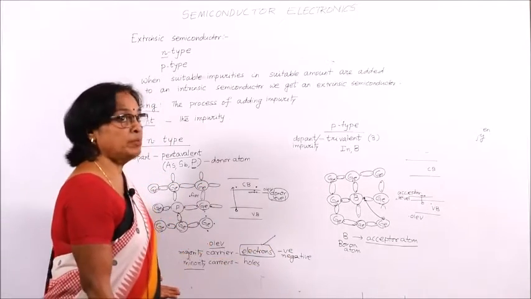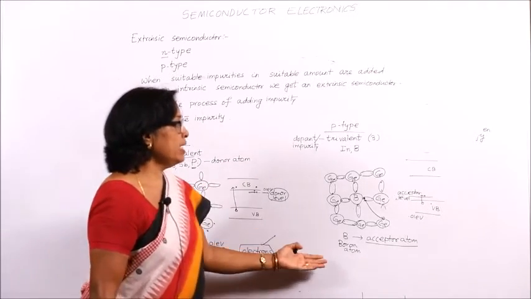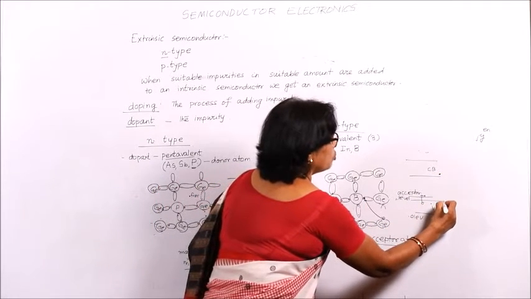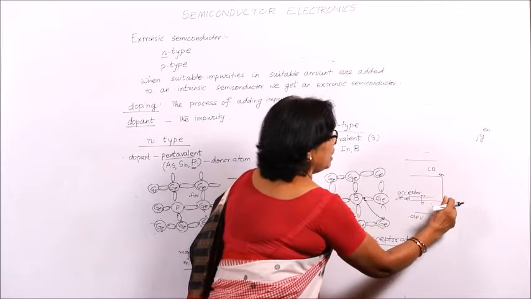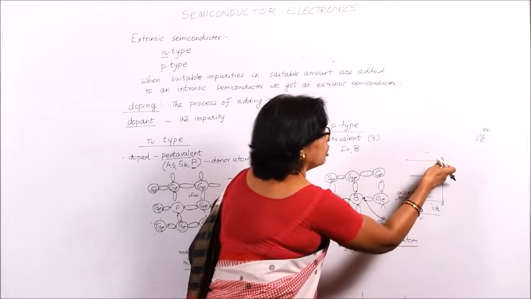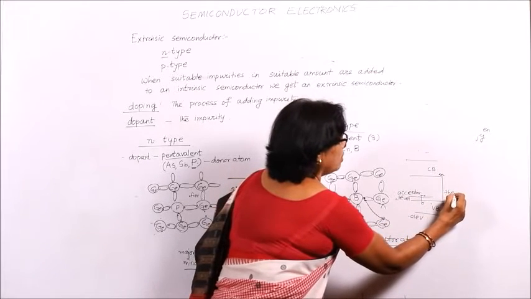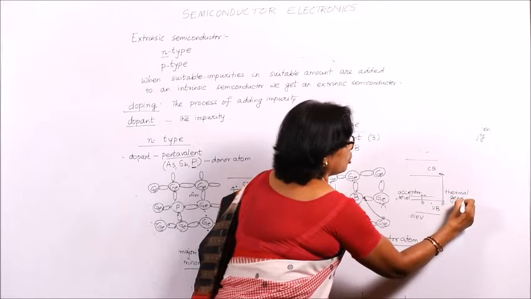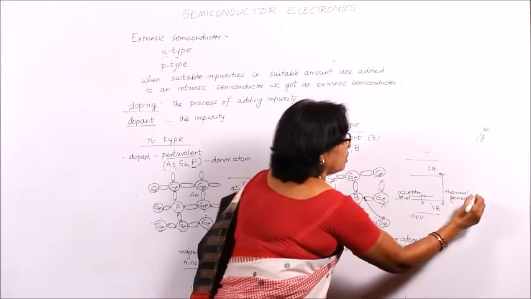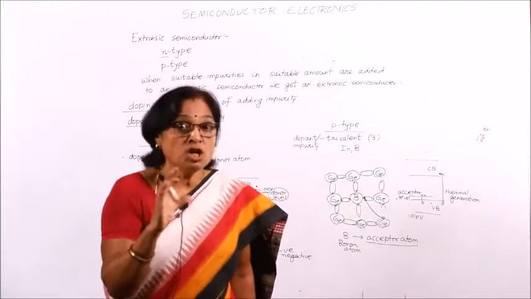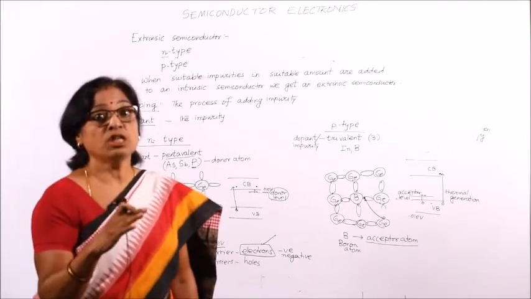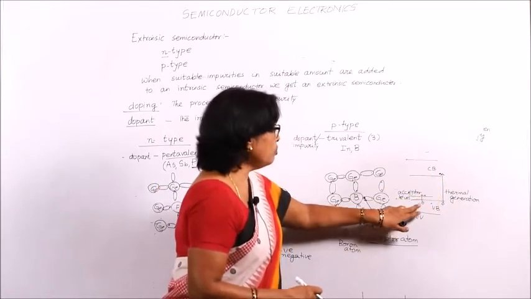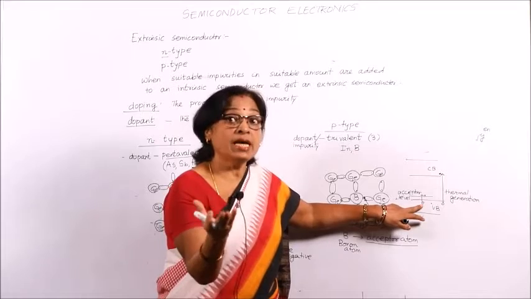Similarly, as in the case of N-type semiconductor, in this case also some electron and hole pairs are produced. This is because some electrons have gone from the valence band to the conduction band. This is due to thermal generation. Thermal generation of electron hole pairs always goes on. If the temperature is not 0 K, there is always an electron and hole pair created. So in addition to that, more holes are created.